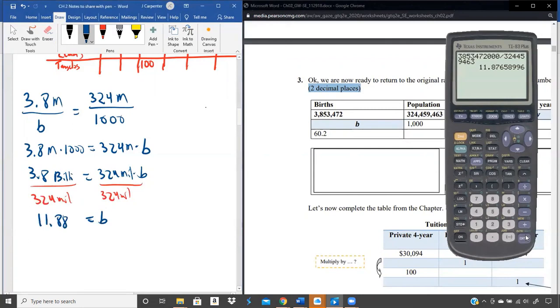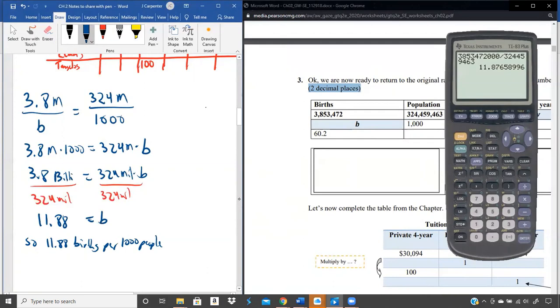Don't forget, in quantitative reasoning, make sure you understand what exactly you're answering. Don't just give this number. This is not the answer. The answer is 11.88 births, because that's what we were counting, based on a population of 1,000 people, so per 1,000 people. That's what that number means. It's 3.8 million births for 324 million in population. It's about 12 births per 1,000 people in population.